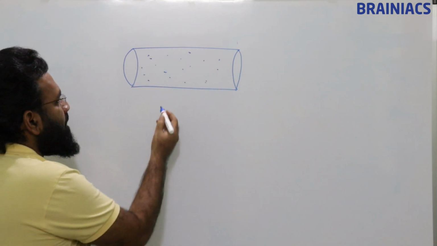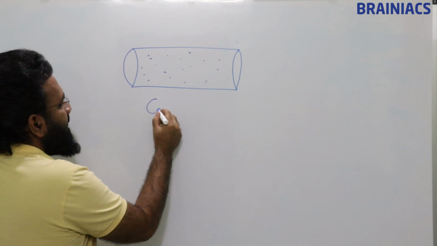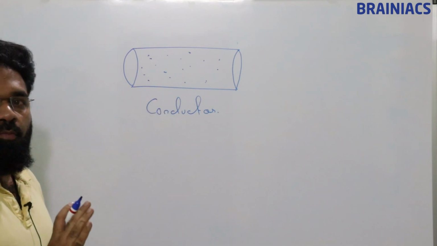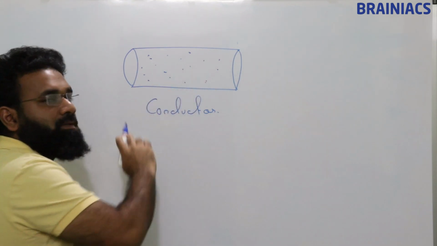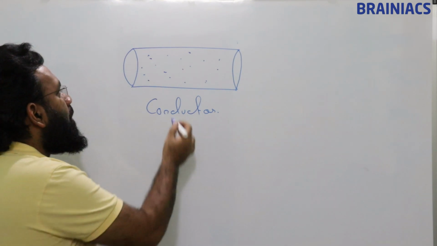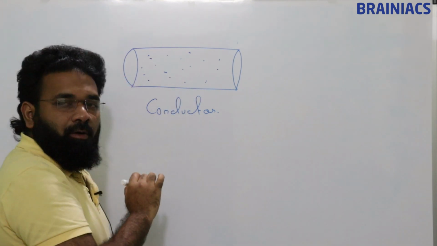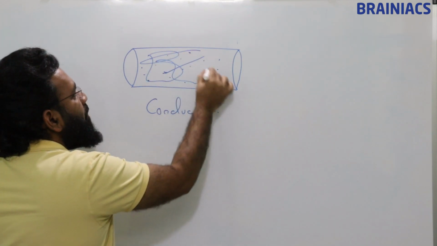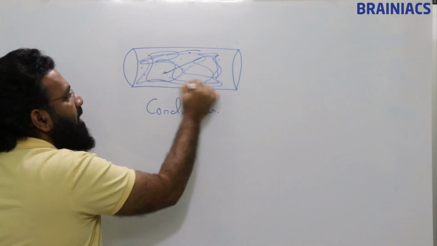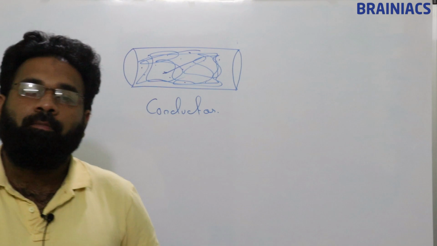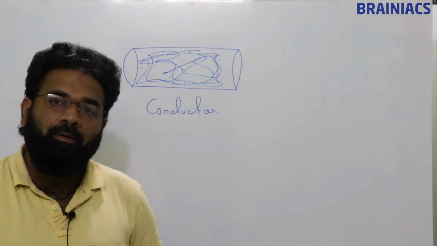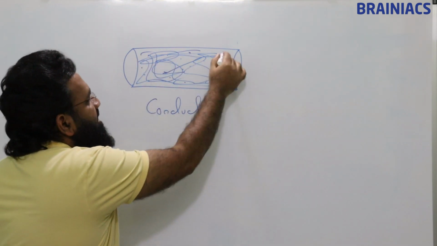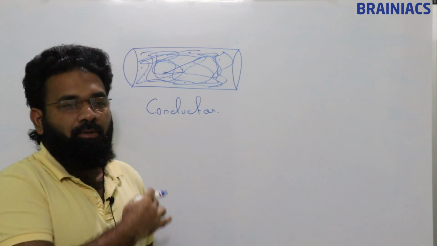So this conductor, at room temperature, with this many free electrons, what will be the condition of these free electrons? They will be moving inside the conductor in random motion. All the electrons will be in random motion, or we say Brownian motion. So it will be a zigzag motion, no particular direction, but it will be moving around.